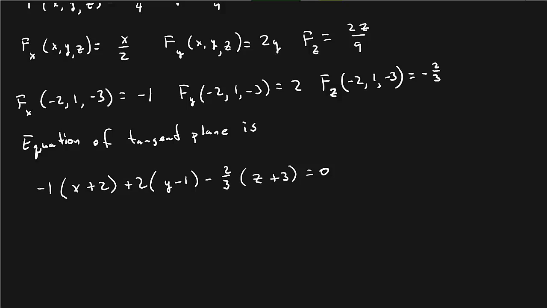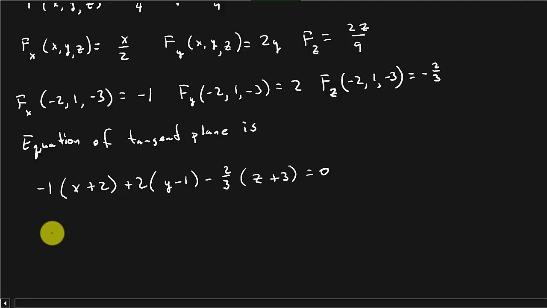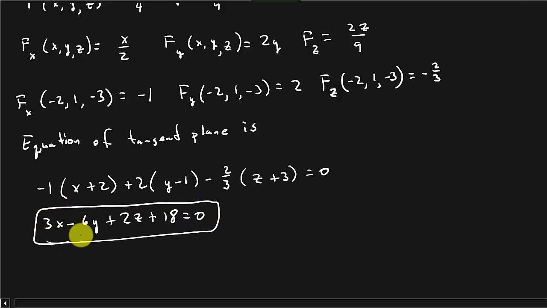And so then you can distribute the parentheses, all that stuff, and that is going to give you 3x minus 6y plus 2z plus 18 equals 0. And there's your tangent plane. All right.